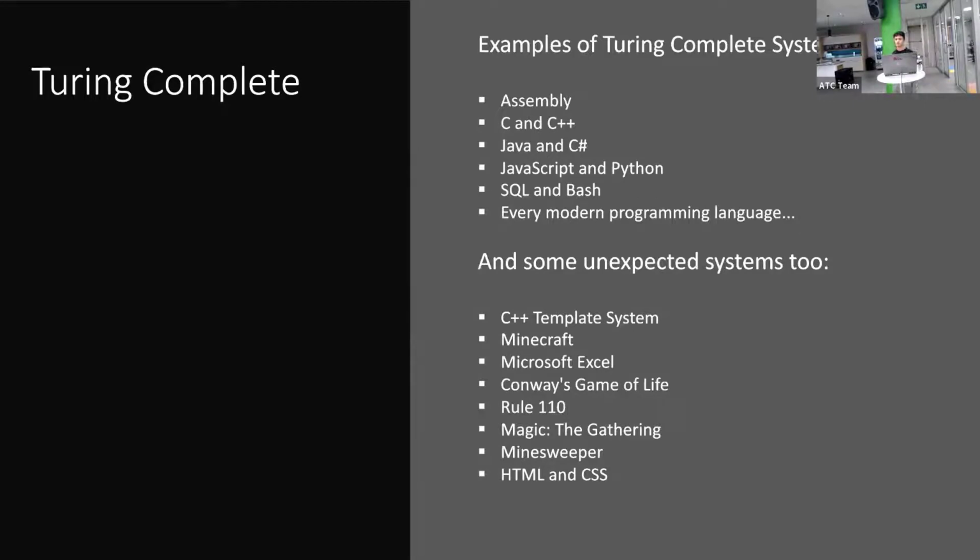Some examples of Turing complete systems are most modern programming languages we use today, such as assembly, C, C++, Python, JavaScript, SQL, and Bash. Those are also Turing complete because they can conditionally branch and loop. There are also some unexpected systems that are Turing complete as well, such as the C++ template system. That subsystem of C++ is Turing complete. So in essence, C++ has a programming language embedded inside of it. So it's the best language.